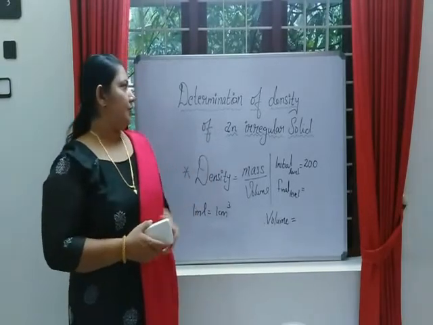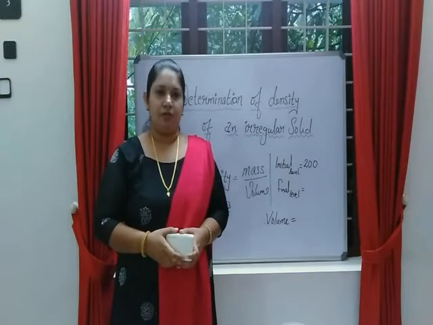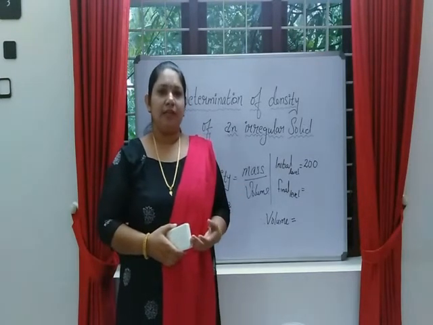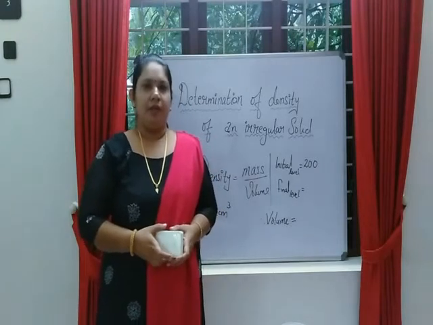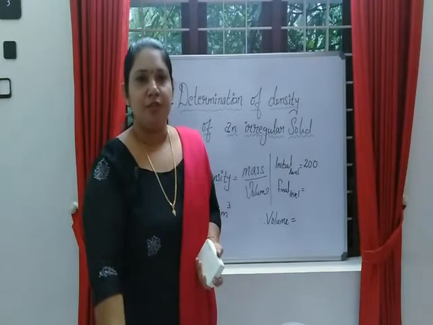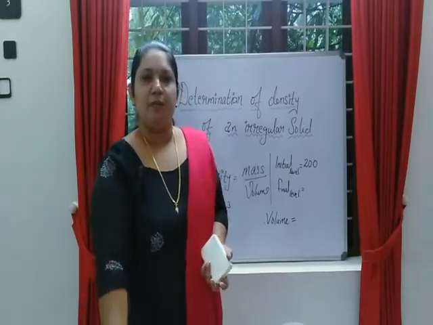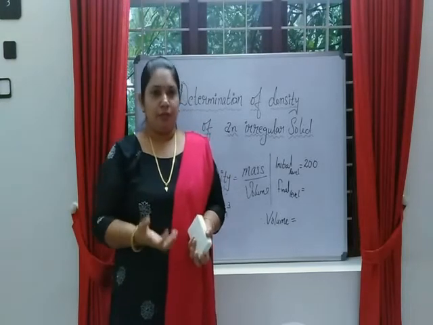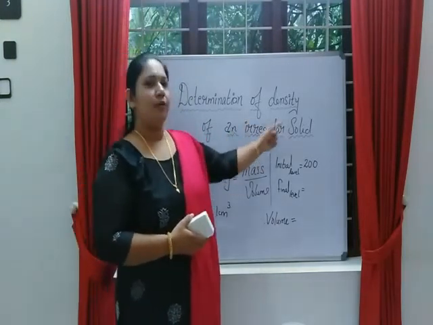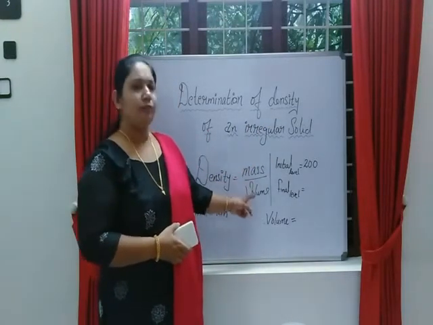Next, we are going to study how to determine the density of an irregular solid. We know for finding the density, the formula is mass by volume. If it is a regular solid or irregular solid, we can measure the mass using a beam balance or spring balance. But here we are going to find the density of an irregular solid, and density is mass by volume.